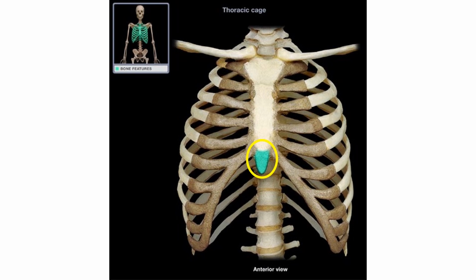Lower down, at the inferior end of the body of the sternum, there is a cartilage marked green inside the circle. This cartilage is called the xiphoid cartilage, and when you look at the cartilage of the seventh rib, it comes and articulates halfway to the body of the sternum and halfway to the xiphoid process.